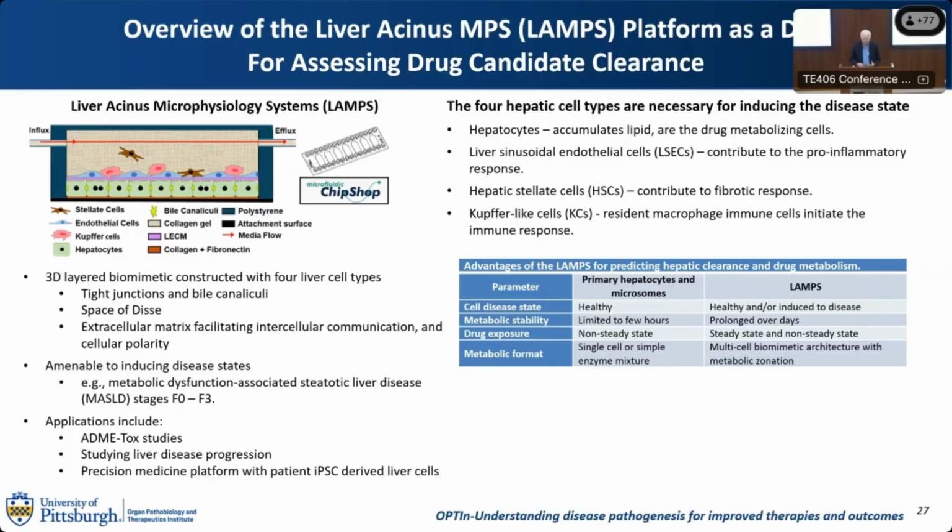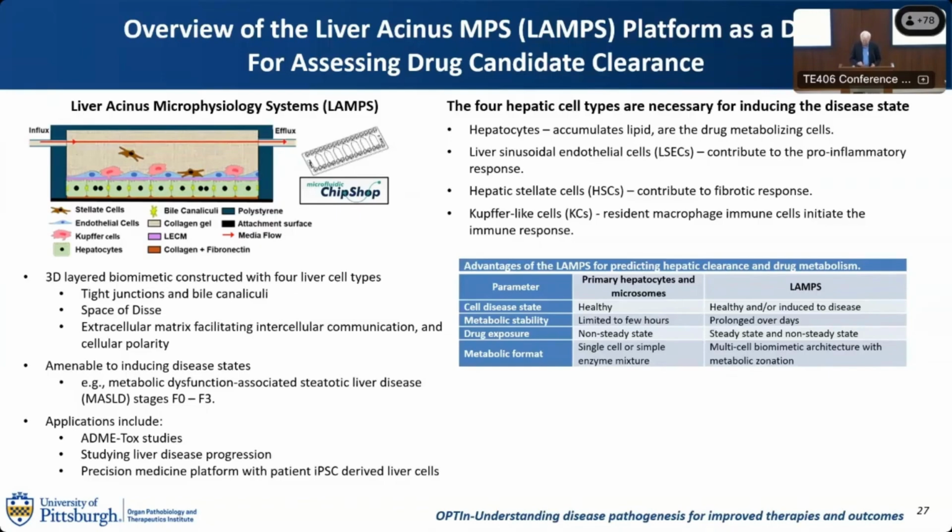Now, the inclusion of these 4 cell types gives this model several advantages over simpler models of just primary hepatocytes or microsomes. One, we can induce a disease state, which is typically not capable in the primary hepatocytes or microsomes. We can look at stability of compounds over a longer period of time in terms of days instead of hours. We can do exposure in a steady state as well as a non-steady state. And we can also induce different metabolic zonation to look at the effect of the disease in zone 1 versus zone 3, for example.